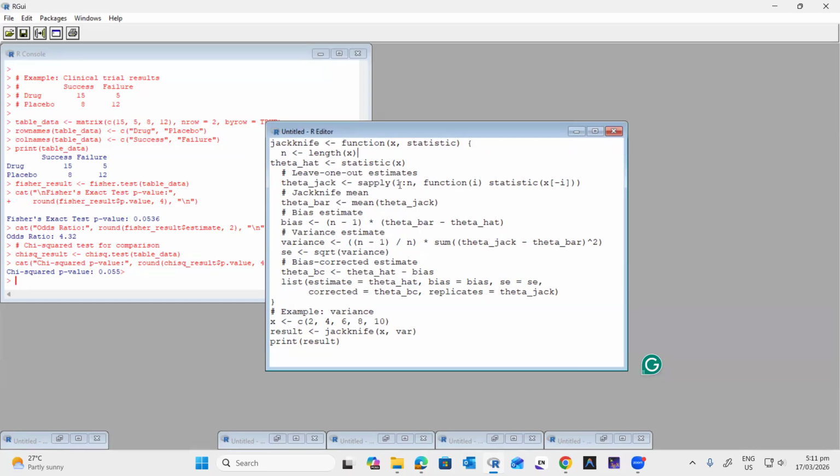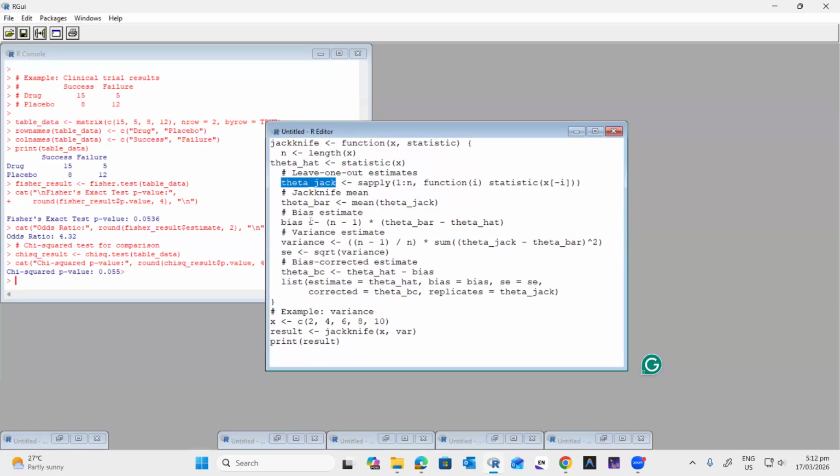So theta underscore jack we introduce here. We apply the sapply command over 1 to n, function of i, and statistics of x with the ith value removed from the vector. So it creates the jackknife replicates for each i, removing the ith element and applying the statistic on that. All right, and then theta underscore bar is the mean of the replicates of all of these.